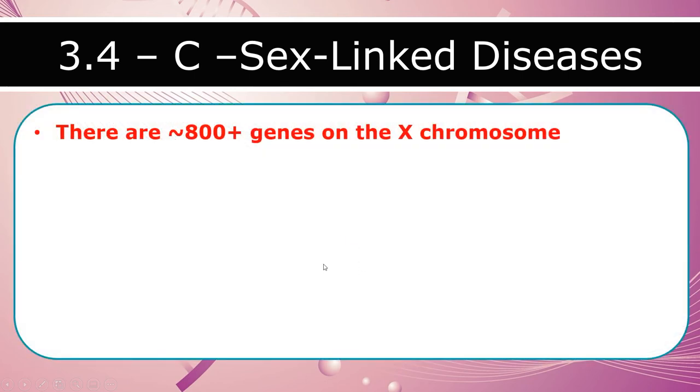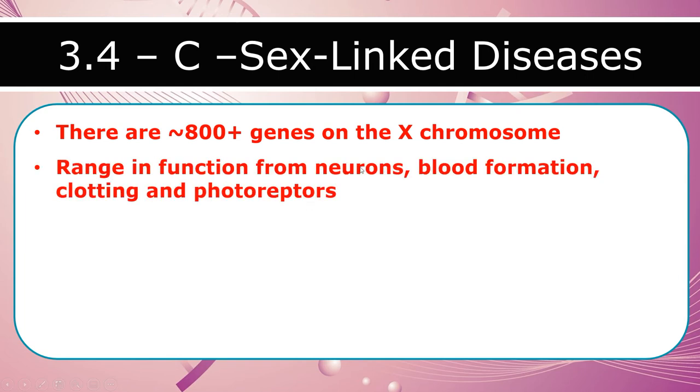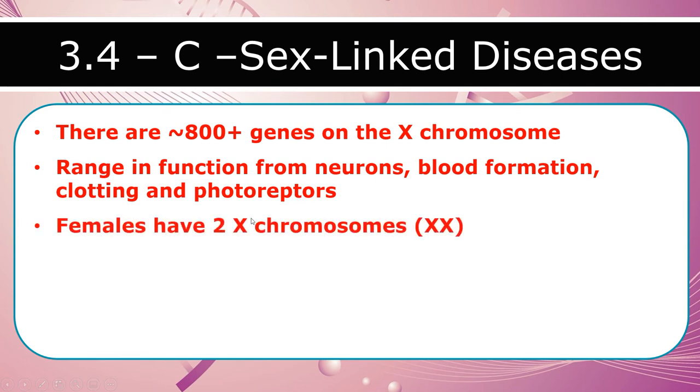So we have been focusing exclusively on autosomal traits and diseases, but now we're going to talk about diseases that are linked to the X chromosome. So the X chromosome is somewhat large. There are around 800 genes on it that range in function from your neurons to how we form blood to clotting and photoreceptors. So just a reminder that females have 2 X chromosomes, so we are diploid for all of these genes. This is unlike males who only have 1.